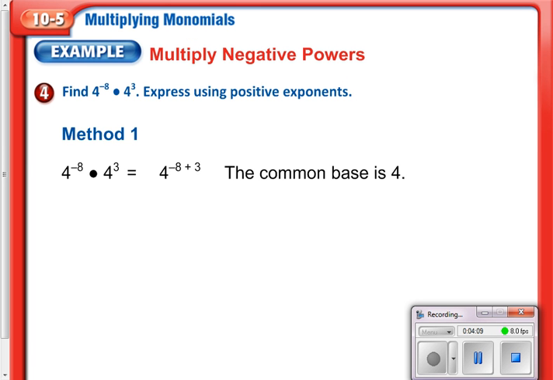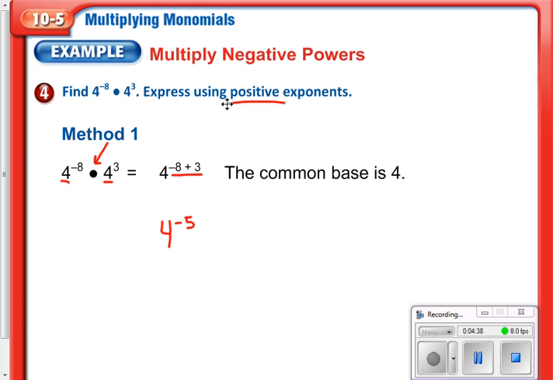Example 4, multiplying negative powers. I'm going to show you a couple different methods that you can use. They're going to multiply 4 to the negative 8th times 4 to the 3rd. We need to express using a positive exponent. Here's the first method. The first method looks and says, all right, these have the same base number. When they have the same base number and you multiply, you add the exponent. So when you do that, we have 4 to the negative 5th would be our answer.